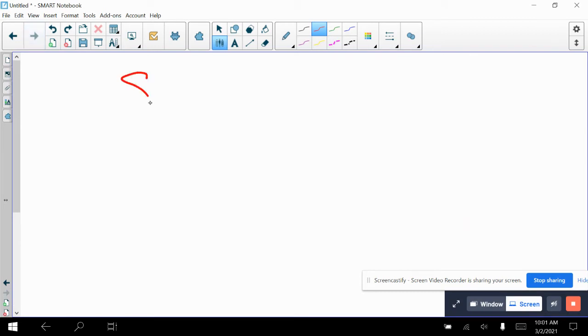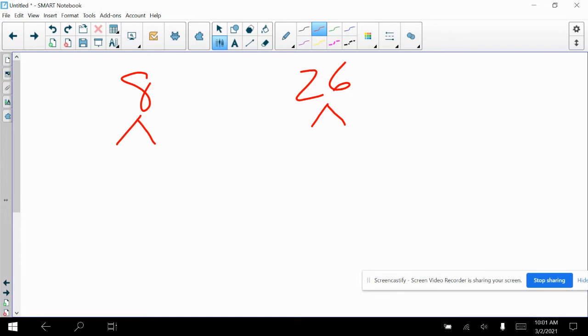All right. Let's try 8 and 26. You try that one on your own. However you want to do it, the exponential way, do it that way. If you want to use the Venn diagram, do it that way. I'll give you a minute or two to figure that out.